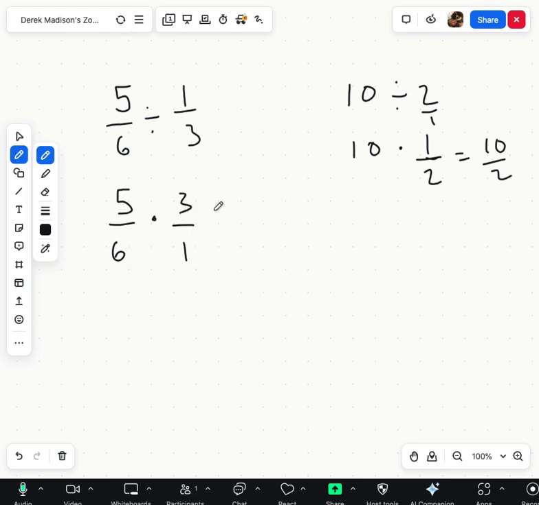And then from here, there's a couple of things you can do. You can just multiply straight across. So 5 times 3 would be 15, and 6 times 1 would be 6. But when you do that, you have to be careful that you have the most reduced form of this fraction. If there is a common factor in the numerator and denominator, I can cancel that out and reduce the fraction.